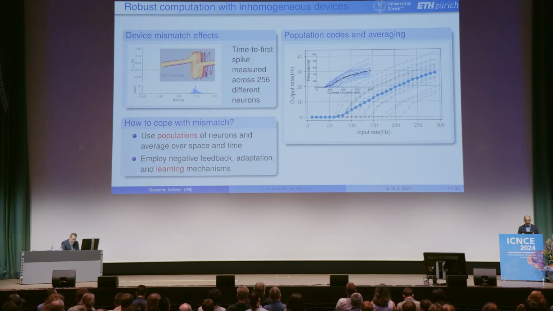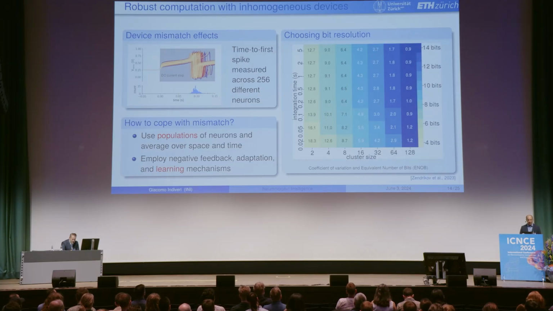If we want to quantify the bit accuracy of this operation that we're doing, we can convert that. If you look at the coefficient of variation, you can convert that into an equivalent number of bits. And here is showing you what you gain by having populations or clusters of 2 neurons, clusters of 4 neurons, 8, and so on. And I told you the coefficient of variation of 1 or 2 neurons is about 20%.